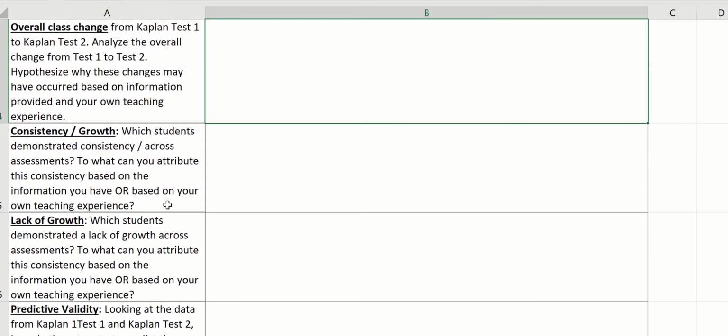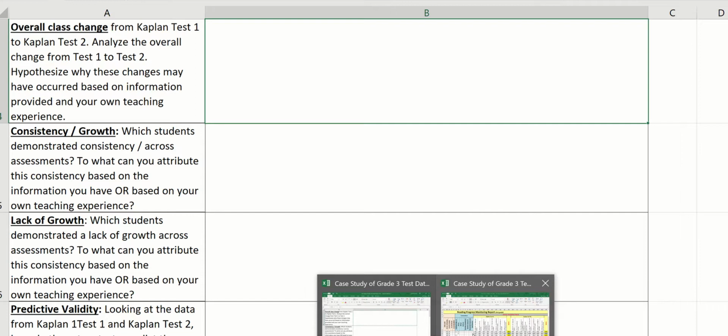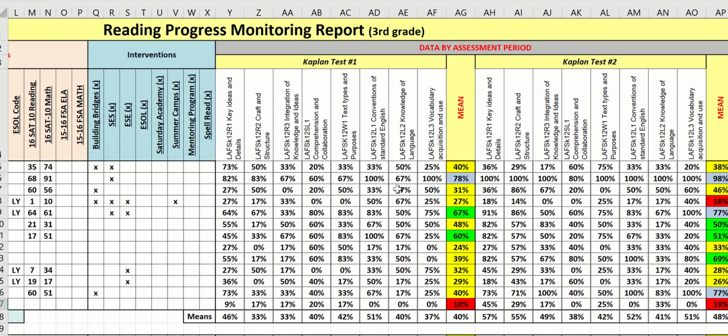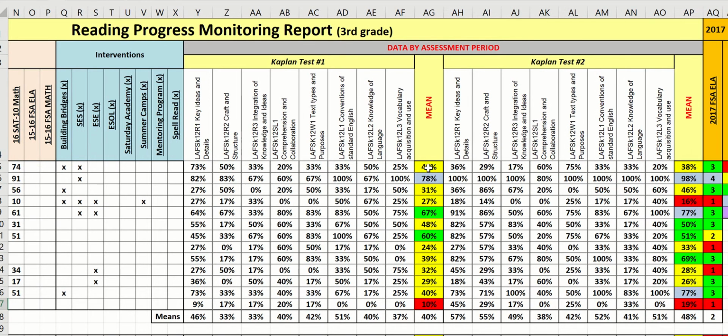The next two, you're looking for the students who showed consistency in growth, and then those who have a lack of growth. This will be for both classes. Growth simply means their mean score from the first test to the second test, there's an increase. So like I said before, this first student scored 40% on the first test and a 38% on the second test. That's not growth. The second student has 78% and a 98%, so that one is.